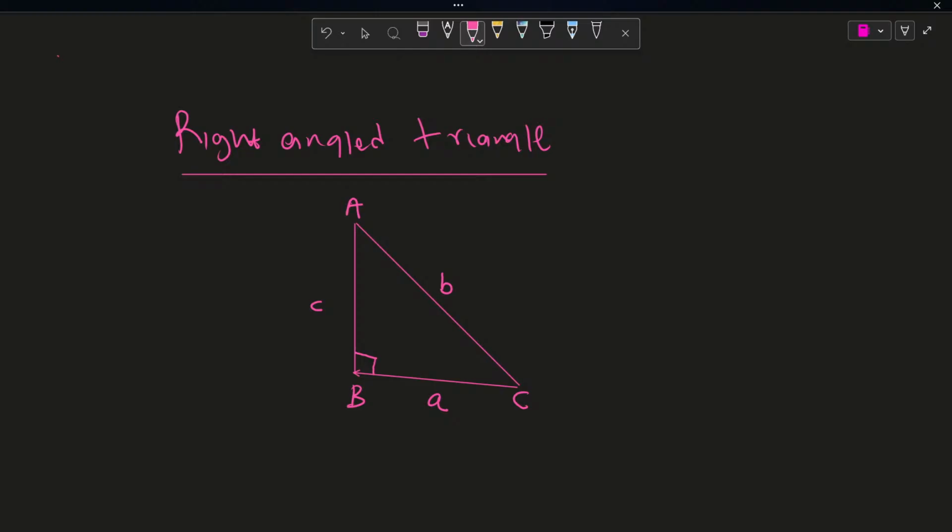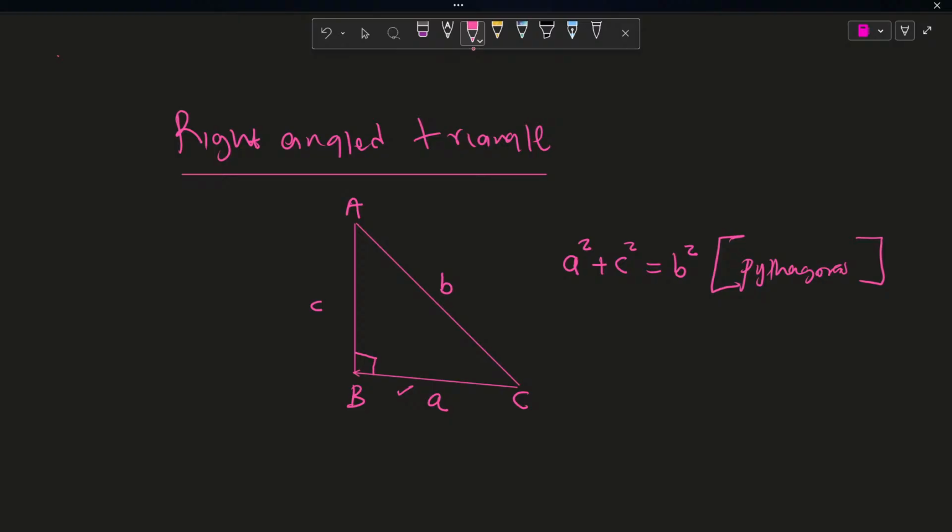If I am to deal with this, the sides that you add are those which meet at what? At 90 degrees. So a squared plus c squared is equal to b squared, which is the longest side. And then you say Pythagoras. That is the reason.